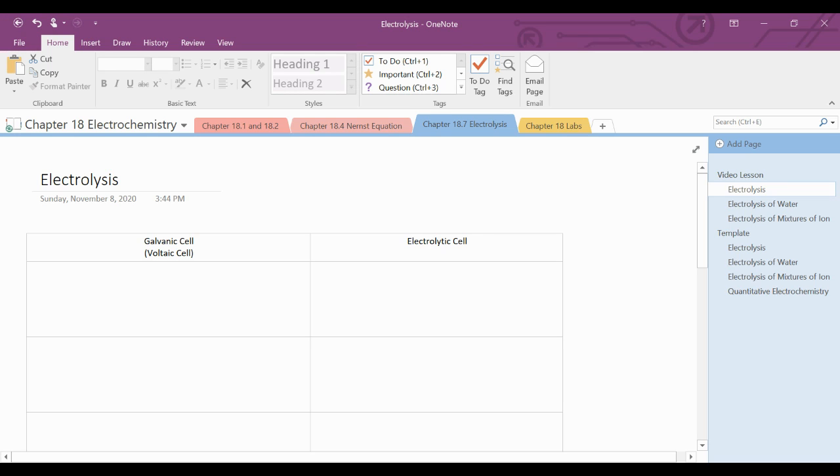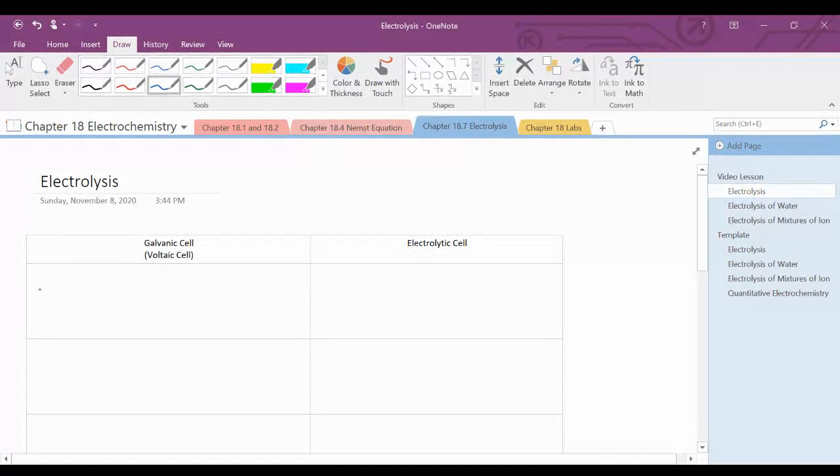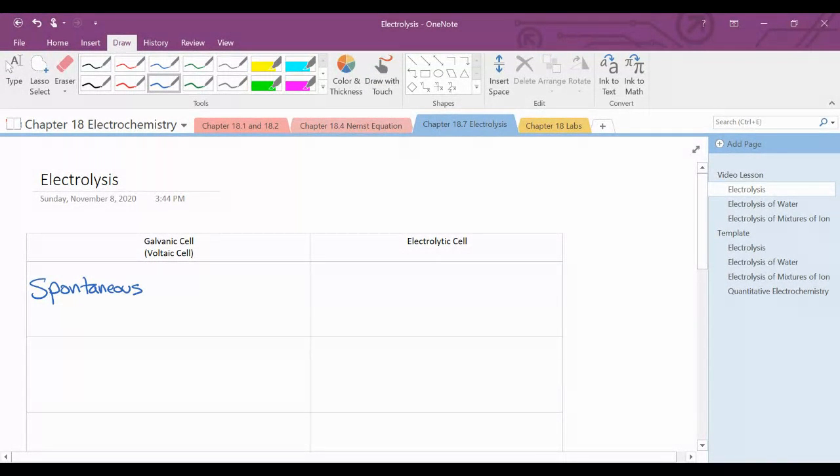Today we're going to talk about an electrolytic cell and draw a diagram of an electrolytic cell. Before we draw the diagram, I think it's a good idea to compare to the type of cell we already know, which is a voltaic cell or a galvanic cell. When we talk about a voltaic cell, we know that it is spontaneous, which means that the electrons want to flow from the anode to the cathode.